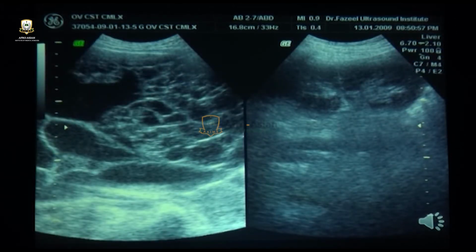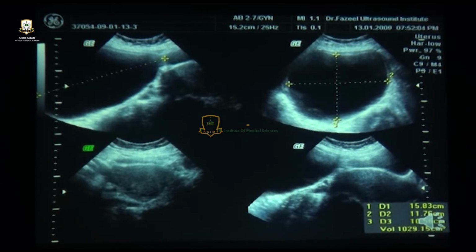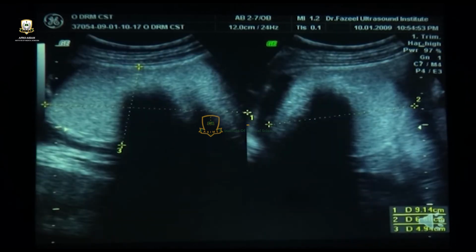This was a large cyst containing multiple septa and fleshy parts and turbid fluid inside. This was a mucinous cyst adenocarcinoma. Another large cyst, an ovarian cyst, unilocular, fluid filled. Sometimes if we miss the bladder here, then this can be labeled as urinary bladder. So we have to be very careful about it in diagnosing.